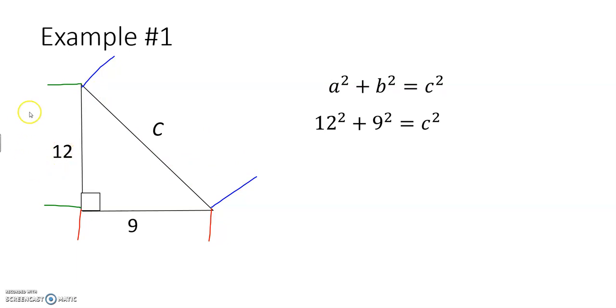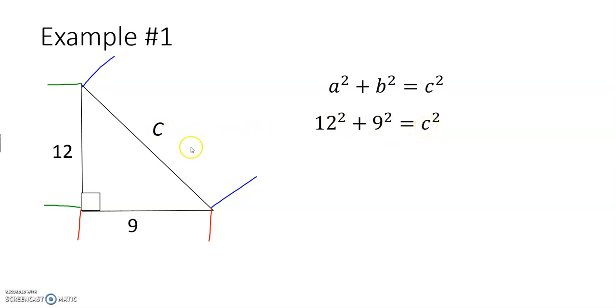If we wanted to find the area of this square, we would take our 12, plug that in for a, and then square it. Then we'll take our 9, plug it in for b, and square it. And again, we don't know c, and whenever we don't know a number, we use a variable or a letter to represent that unknown number.